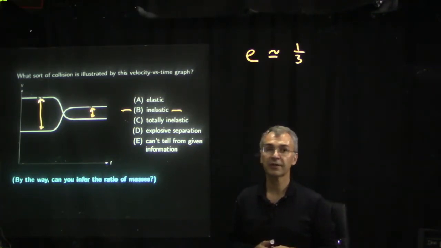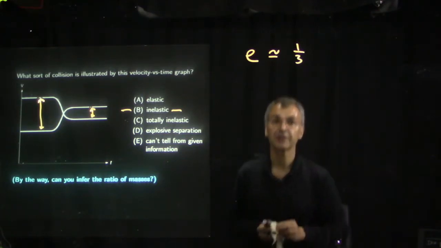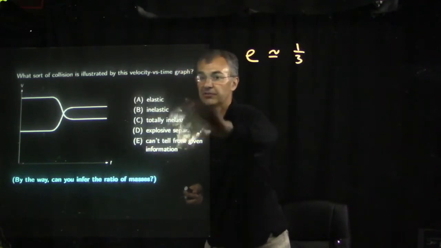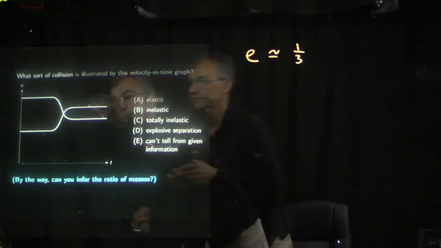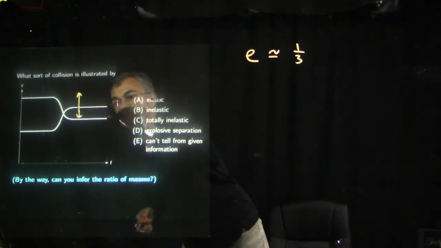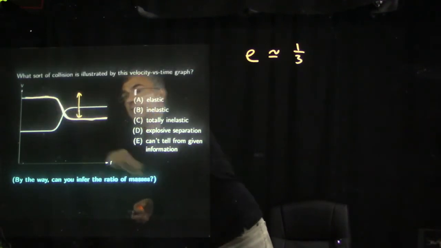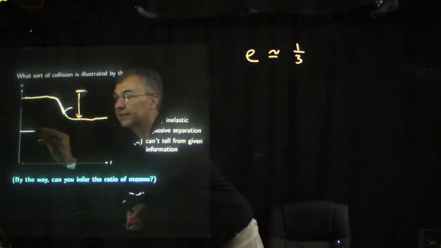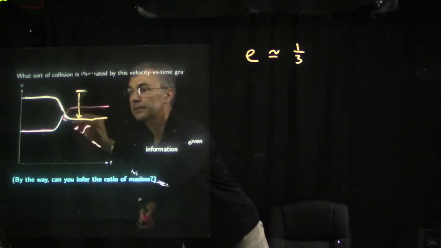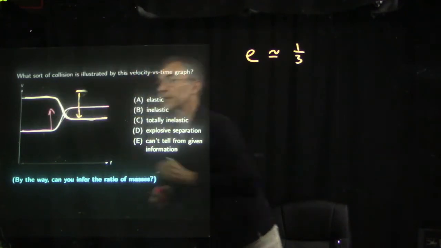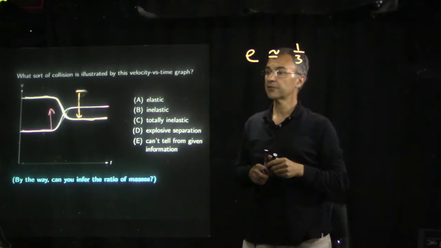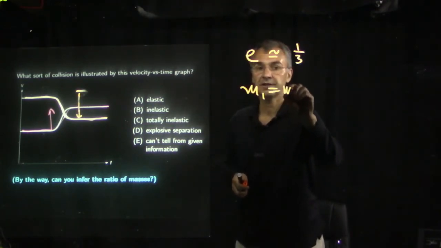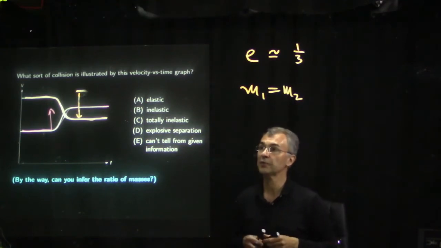By the way, can we figure out the ratio of the masses? To figure out the ratio of the masses, we need to compare the two changes in velocity. And it seems like the orange object goes from there down to there. And it seems like the red object goes from there up to there. So I think those two changes are the same size. So I think in this case we have m1 equals m2, or at least they're close. I think they're probably the same, or at least they're very close.